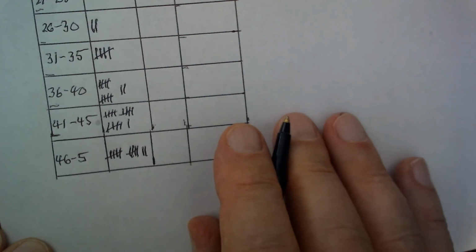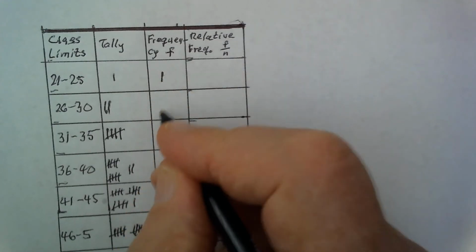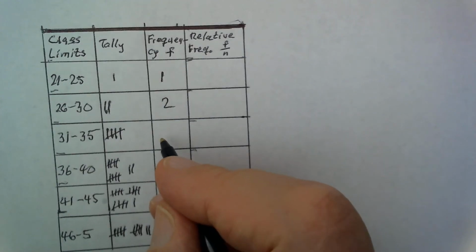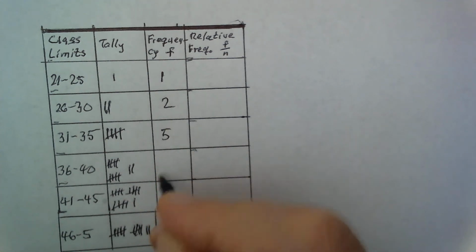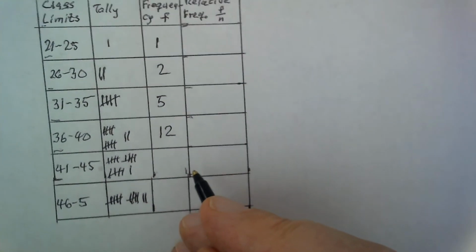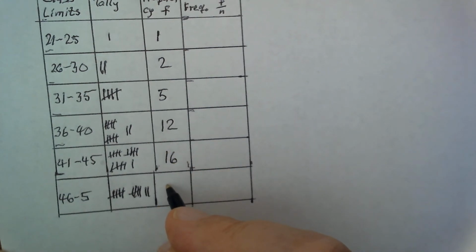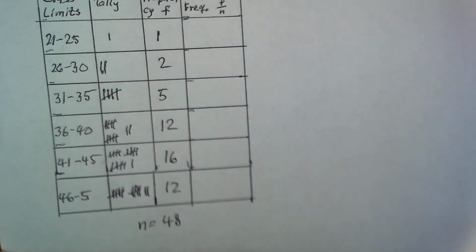So we have the frequency now in simple numbers. We have 1, we have 2 for the second class, and then 5, and then we have 12, then we have 16, and then we have 12. And there's a total of 48, so n equals 48.